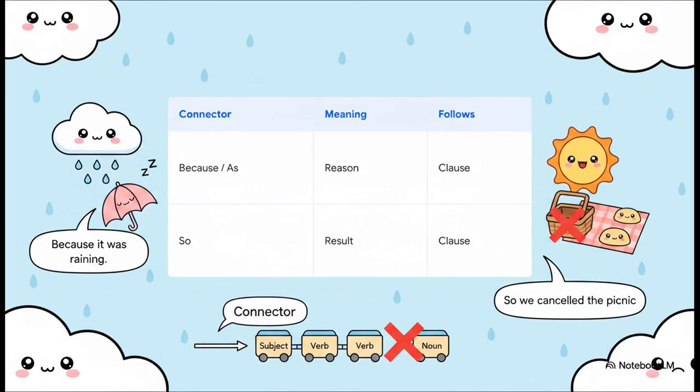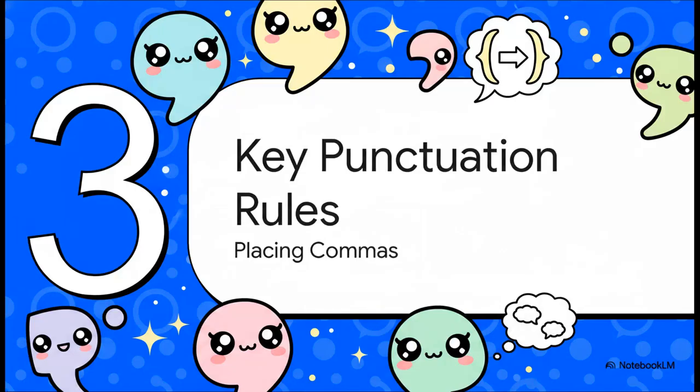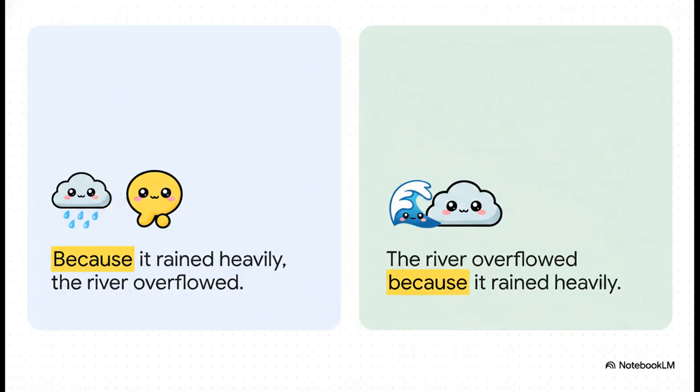The golden rule here? In every single one of these cases, the connector is immediately followed by a full clause. You can't just slap a lone noun after the word because. It just doesn't work. Moving right along to Section 3, Key Punctuation Rules. It's all about comma placement. Now, what's really interesting here is that this is the exact spot where so many students, and honestly, plenty of native speakers too, trip up.